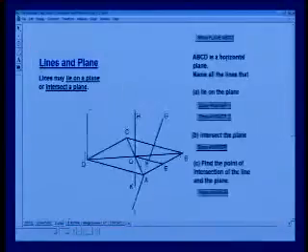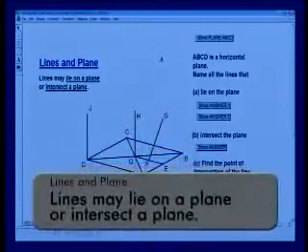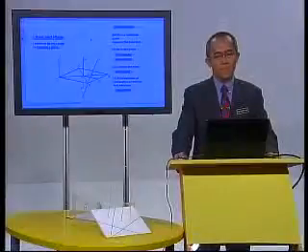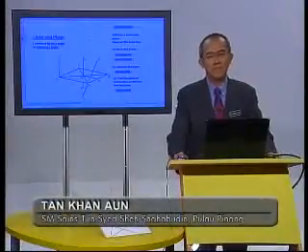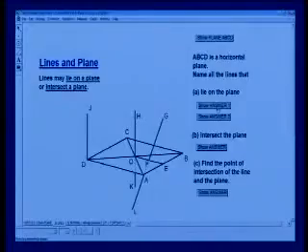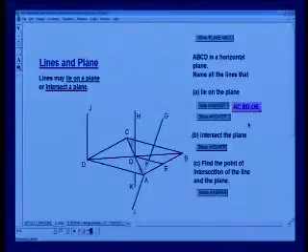Now we are going to look at lines as well. Lines and plane. Lines can lie on a plane or intersect a plane. So let us look at the 2D figure here, which is quite different from the real object. Name all the lines that lie on the plane. Let me show you part of the answer.